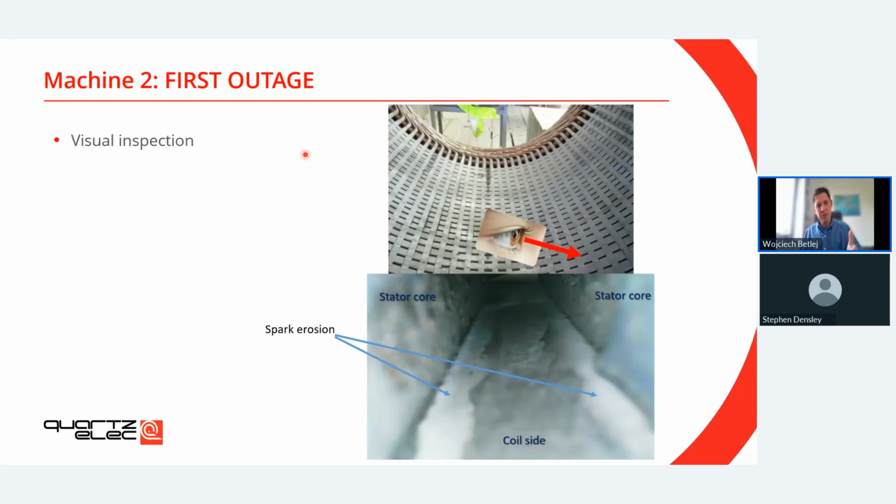I just want to share some pictures and interesting findings that we noticed during the first outage, when the machine came to our factory only with the rotor problems. What you see here is the visual inspection and a picture taken with the borescope. You can see this is the core, and this is the side of the stator bar. And that white location is the spark erosion seen on the stator bars.